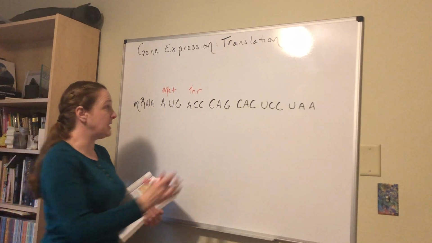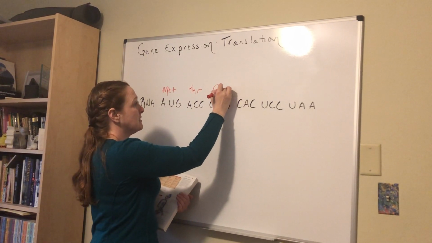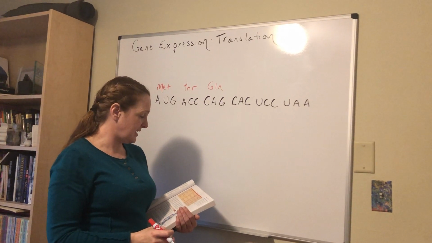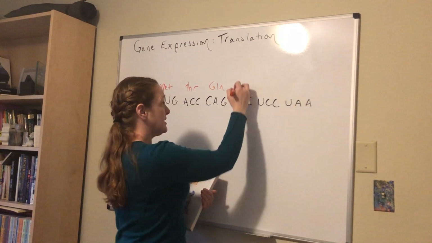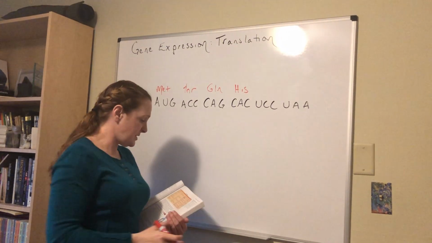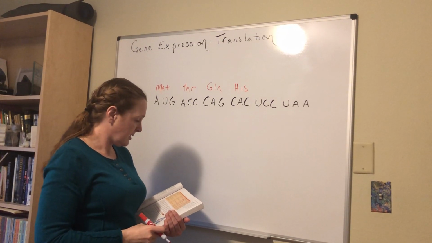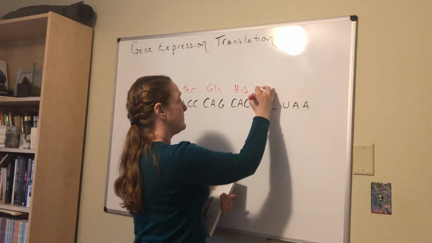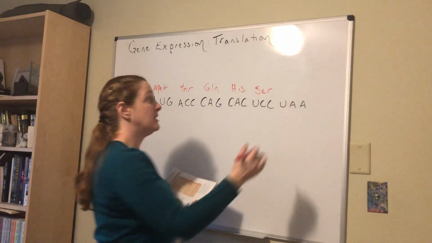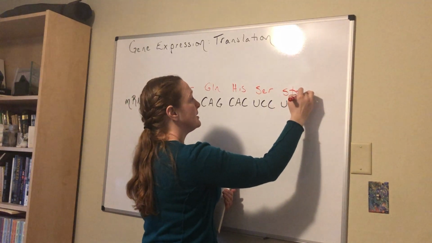CAG means glutamine. Our next one is CAC. CAC means histidine. Our next codon is UCC. UCC means serine. And our final codon is UAA, and UAA means stop.